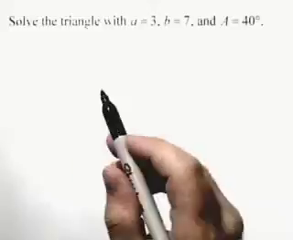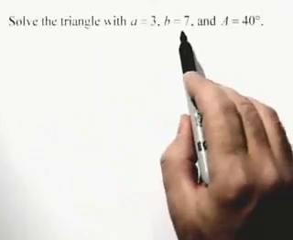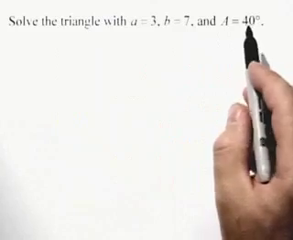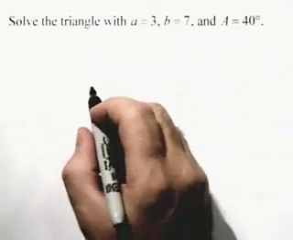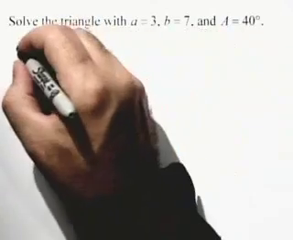In this problem, we're going to solve a triangle given the length of two sides and the measure of an angle opposite one of those sides. We want to solve the triangle with a equal to 3 units, b equal to 7 units, and angle A measuring 40 degrees. Well, you use the law of sines to find the angle measure of angle B.